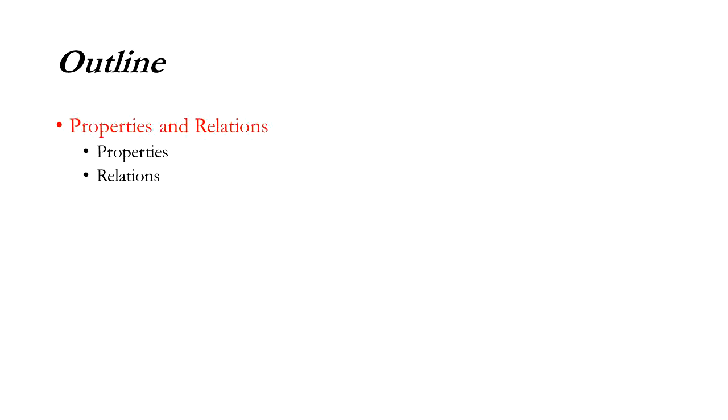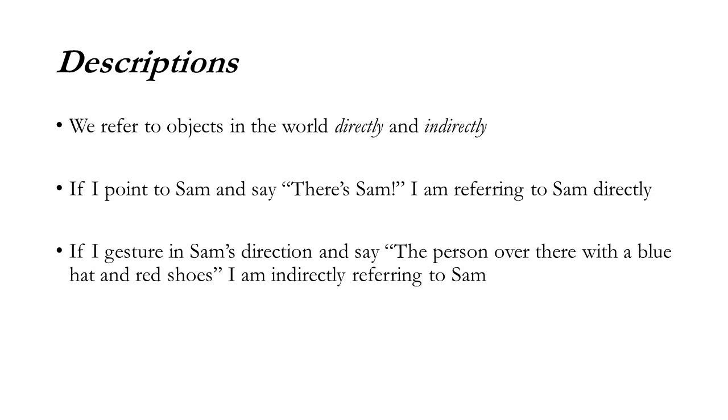Starting here, properties. Look, we refer to objects in the world directly or indirectly, among other ways. If I point to Sam and I say, "There's Sam," I'm referring to Sam directly. If I gesture in his direction and say, "That person over there with the blue hat and red shoes," I'm indirectly referring to Sam, and that's the distinction.